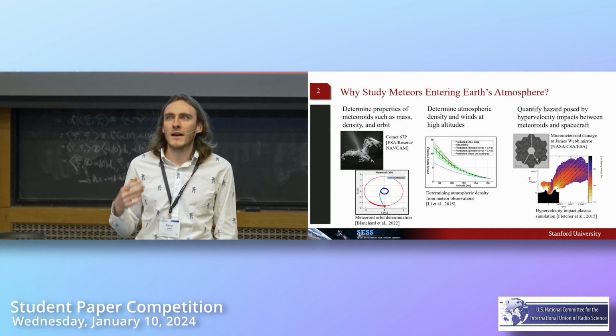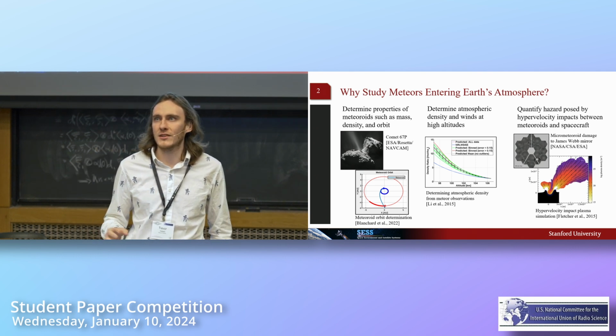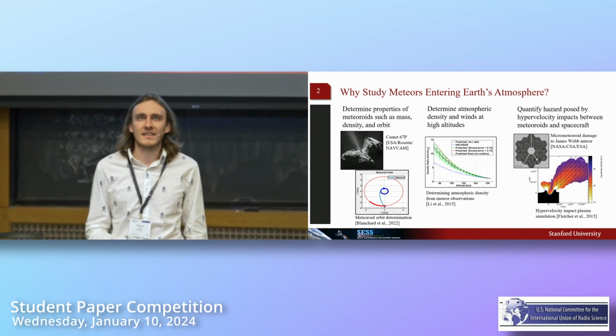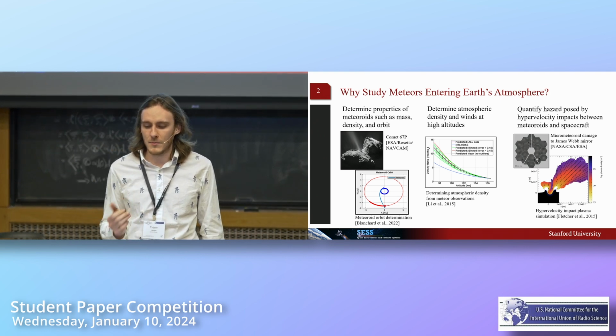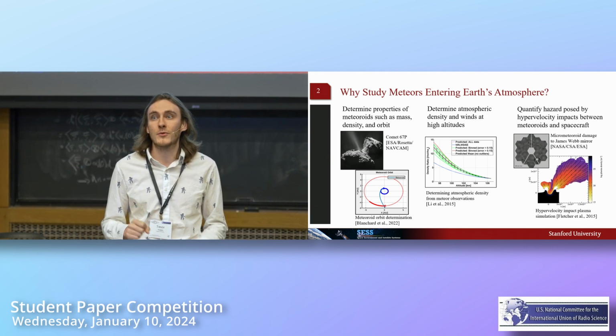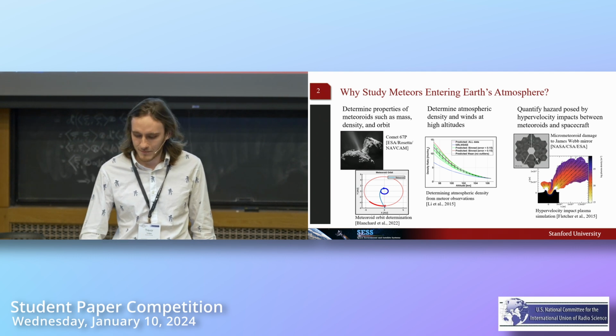And then also we can quantify the hazard that these particles pose due to hypervelocity impact collisions between these particles and spacecraft. So they can cause mechanical damage, as is the case for James Webb with the mirror, and then also electrical damage, which happens when a plasma forms that then emits radio frequency waves that can interfere with the spacecraft electronics.